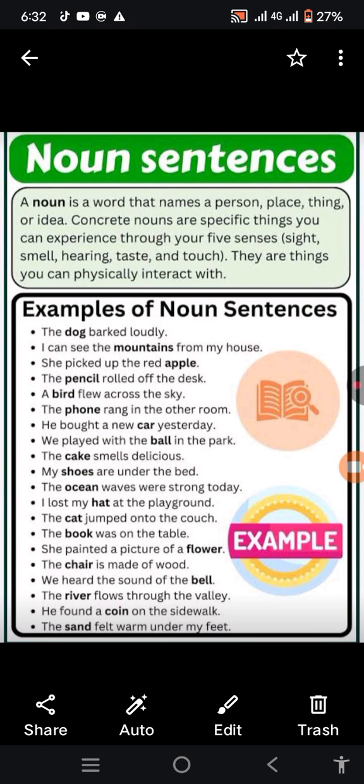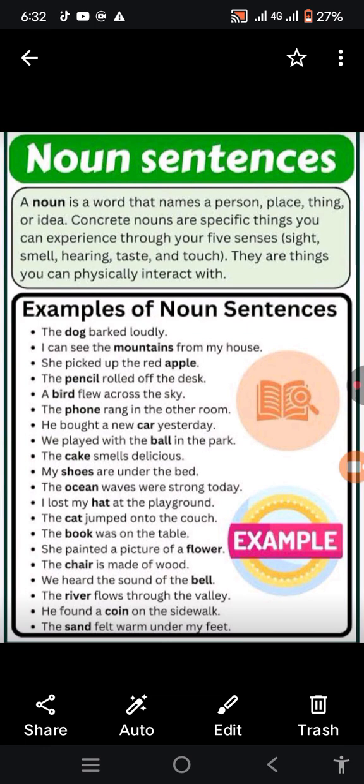Now, if you look at my screen, you discover that we have the definition of a noun, which is quite close to the definition I've earlier given you. The definition on the screen says a noun is a word that names a person, place, thing, or idea. Invariably, that means any name given to a person, a place, a thing, or idea is a noun. Do you get it? And then it further says concrete nouns are specific things you can experience through your five senses. I will talk more on that when we get to the various types of noun.